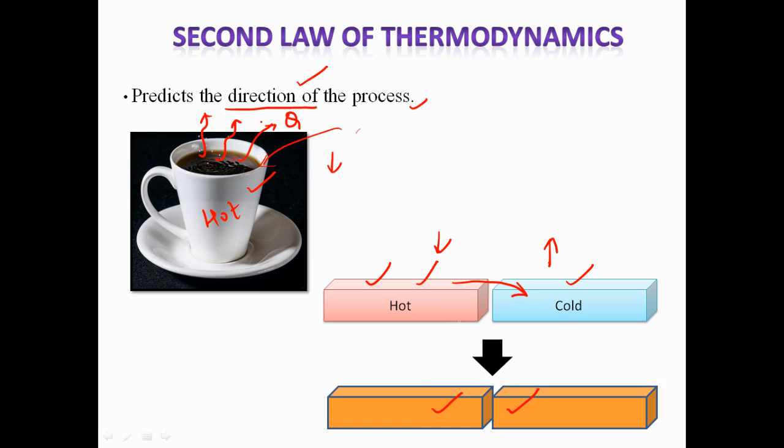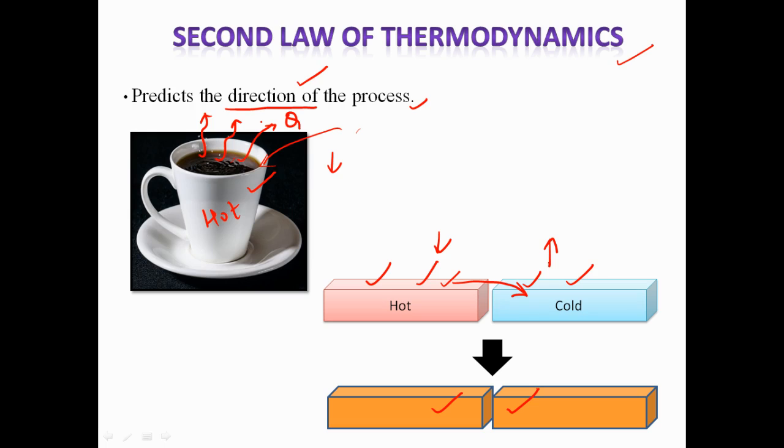So from the first law of thermodynamics, we can say that the total energy will remain the same. Whatever the energy of the hot block and the cold block, if I add everything, the total energy will remain the same, but the direction of the process is not given by the first law. The second law of thermodynamics mainly gives you the direction of the process, in which direction it is going to occur. Now, from your experience, you may say that it is a common thing we experience every day.